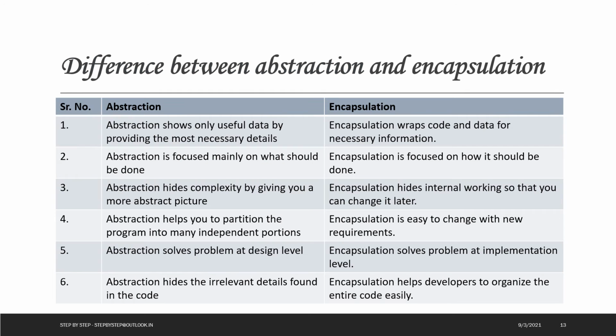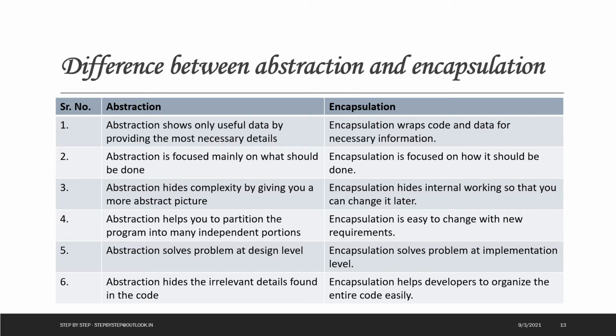So let's understand the difference between abstraction and encapsulation, because sometimes abstraction and encapsulation are confused due to the feature of data hiding in both in a different way. So let's start. Abstraction shows only useful data by providing the most necessary details. Abstraction will also hide the unnecessary details, whereas encapsulation wraps code and data for necessary information. Encapsulation will also bind the data together for necessary information.